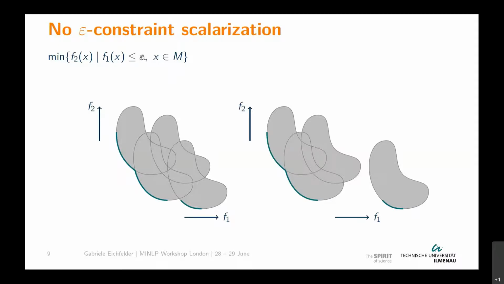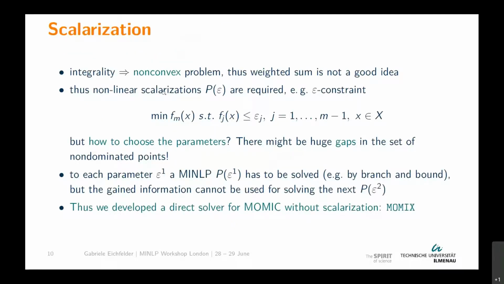And this gets even worse in higher dimensions, so if you have more than 2 objective functions. So this is also a difficulty here. And what is more, if you want to guarantee a certain quality of your representation of the points found, it might be difficult to decide how to choose these upper bounds epsilon. So these are all the difficulties when choosing a scalarization approach. The weighted sum is not a good idea. Epsilon constraint scalarization has difficulties.